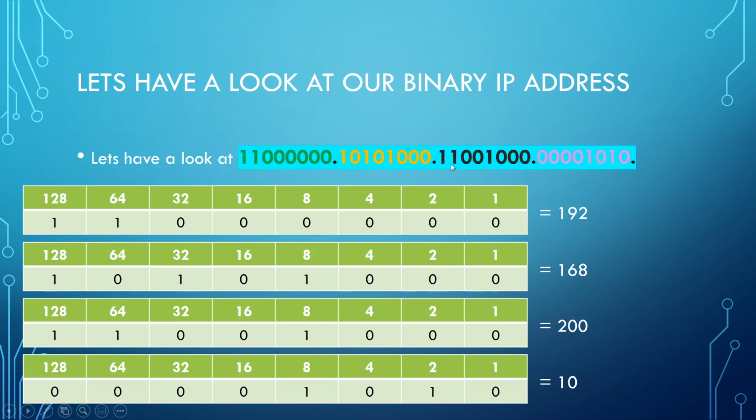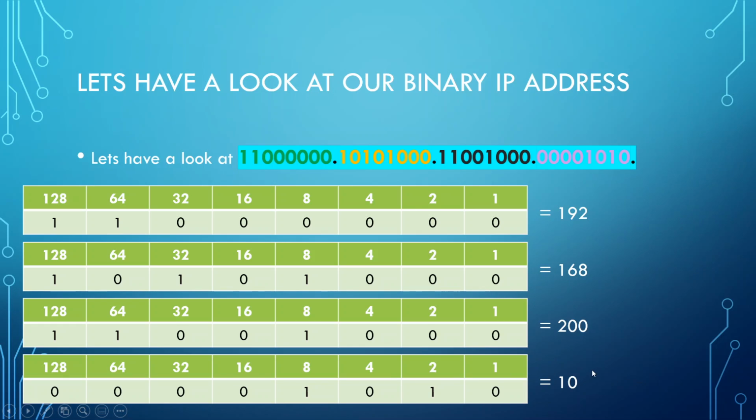Now let's have a look at the third octet. 11001000. That's going to be 128 plus 64 plus 8, which gives us 200. Now we look at the last octet, which is going to be 00001010. That gives us 8 plus 2, which gives us 10.